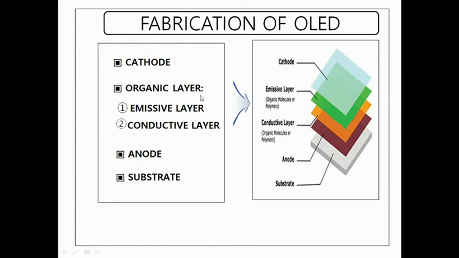And these are the organic layers. One is the emissive layer and the other is the conductive layer, which are basically made up of organic molecules. These molecules contain carbon and nitrogen bonds. And these organic layers are sandwiched between cathode and anode. As electricity flows between them, the organic layers light up. This is the fabrication of OLED.